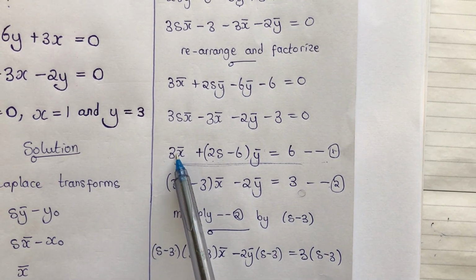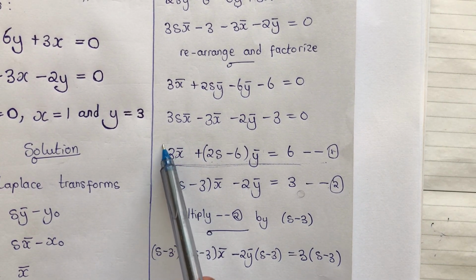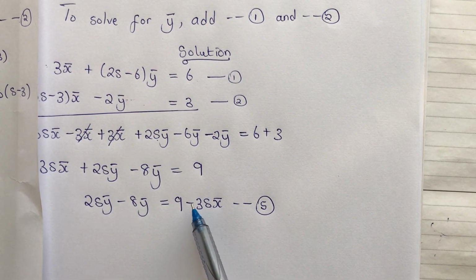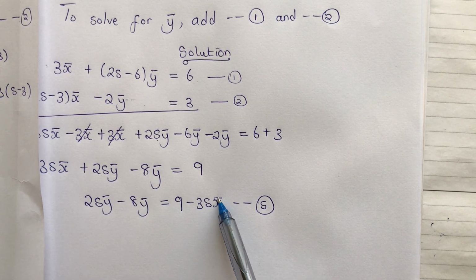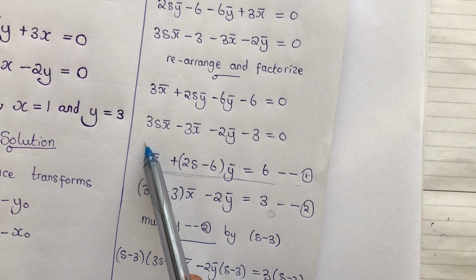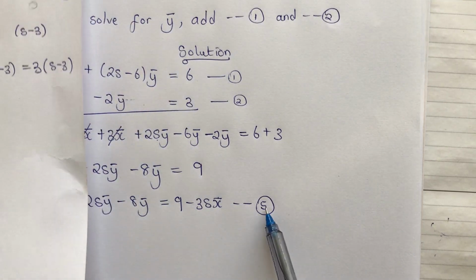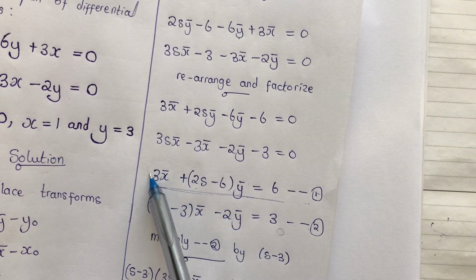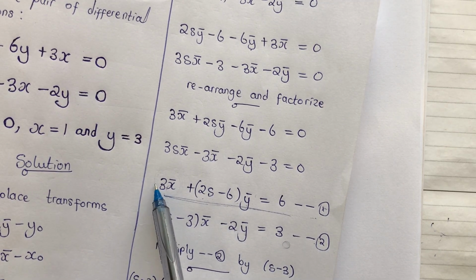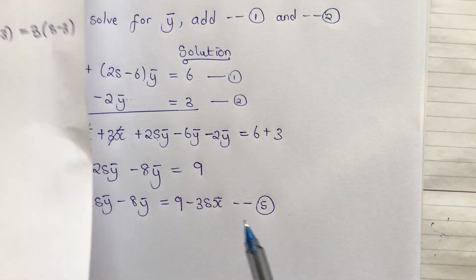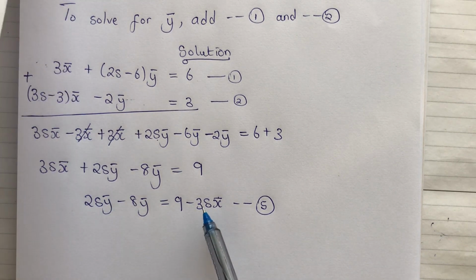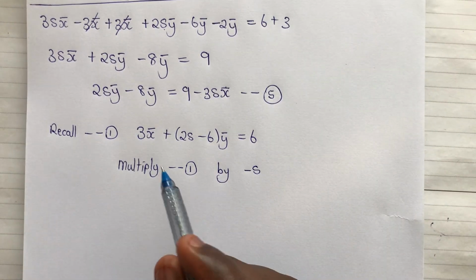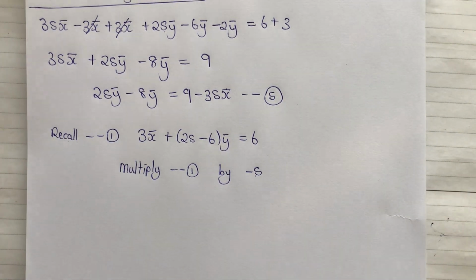Now when we look at equation 1, we have 3x bar, and in our new equation 5, we have negative 3s x bar. So what do you think we can do to equation 1 to make it the same as equation 5, so we can eliminate this side? We need to multiply equation 1 by negative s, so that we will have negative s times 3x bar, which will be similar to this. Then we can either add or subtract to eliminate the x bar term. Do we understand?